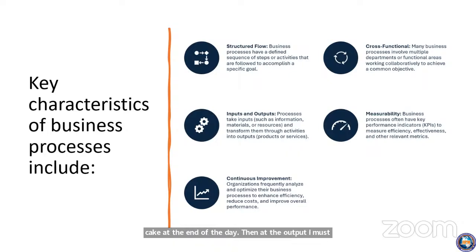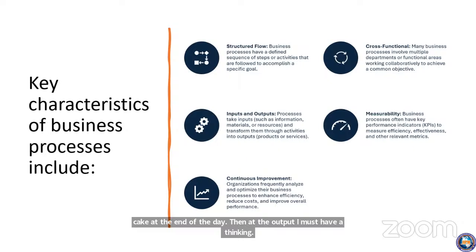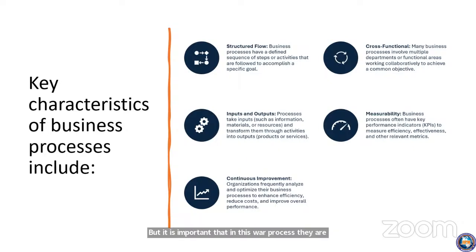But it is important that in this whole process, they are enclaved in what we call a goal and objective. So for instance, if I want to have a brown bean cake, that is my goal at the end of the day. The input, the transformation process and the output should, at the end of the day, give me a brown bean cake. You know what I'm trying to say? That process must be well structured to give me a brown bean cake.